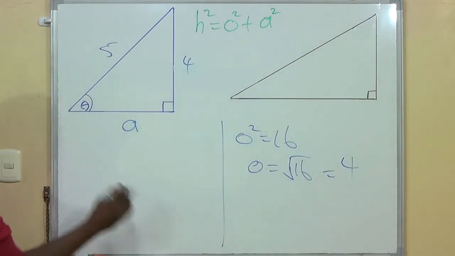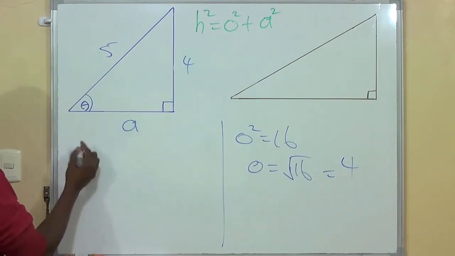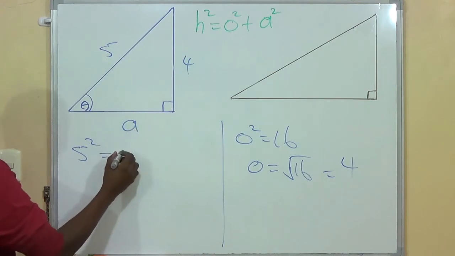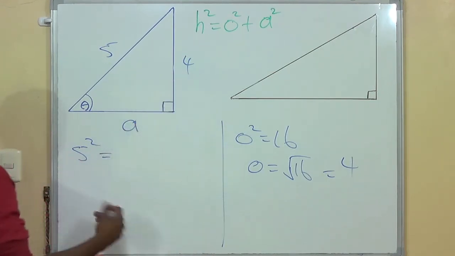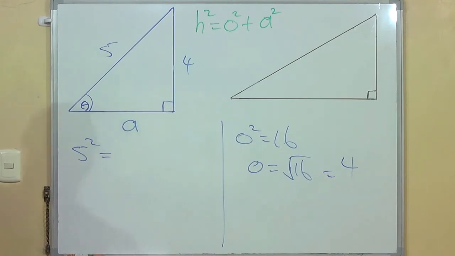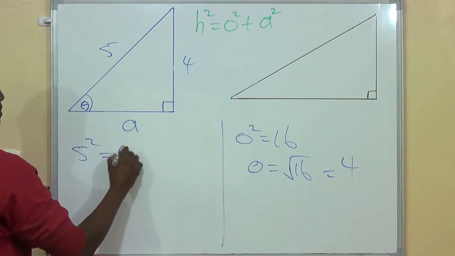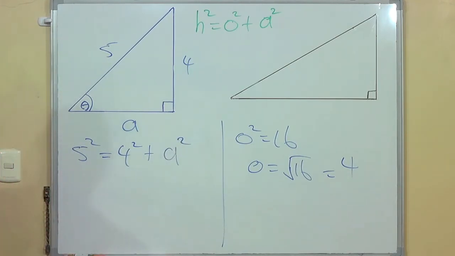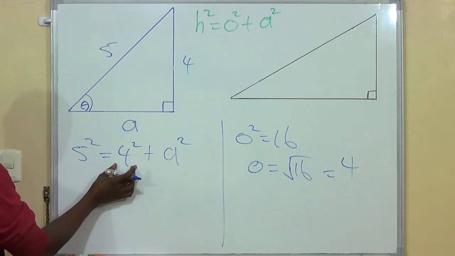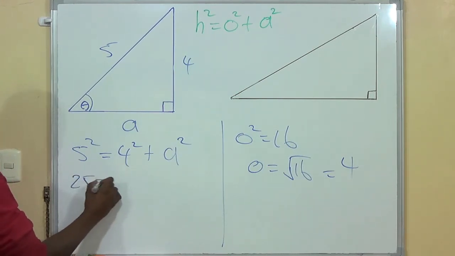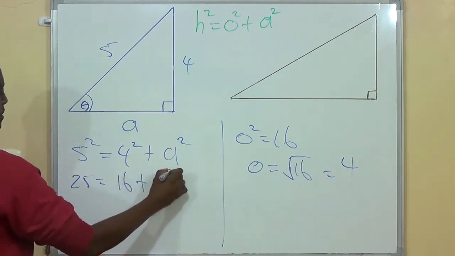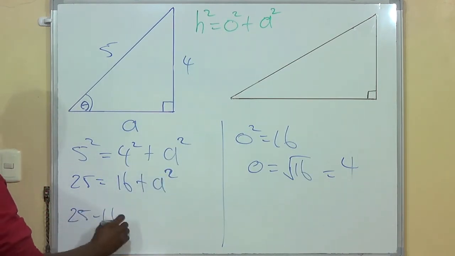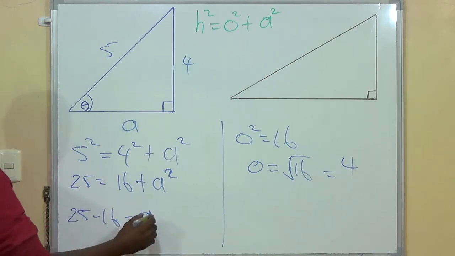So again, we start from the essential formula, which is that the square of the hypotenuse is equal to, in this case, a squared plus 4 squared. It doesn't really matter which one you put first. So in this case it will be 4 squared plus a squared. So 25 will be equal to 16 plus a squared. 25 minus 16 is equal to 9.